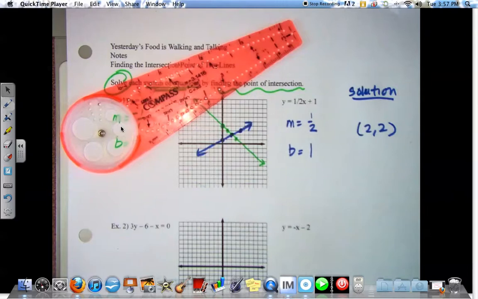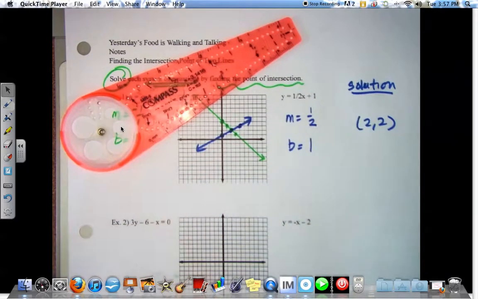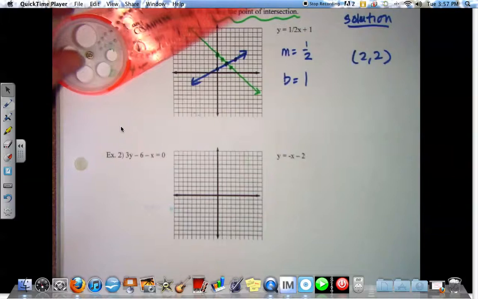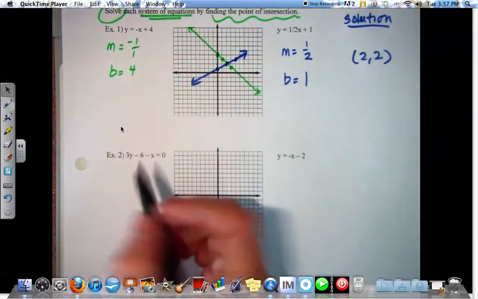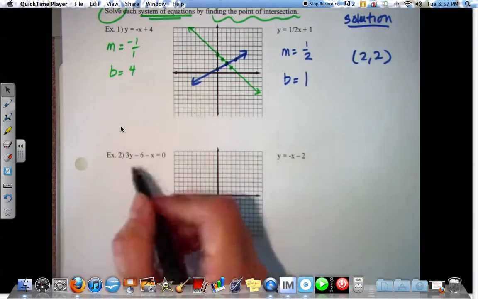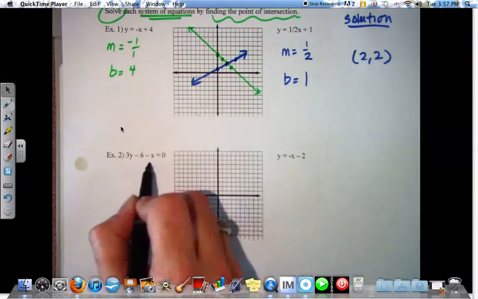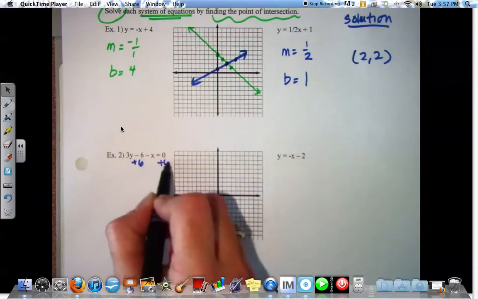Next one we have 3y minus 6 minus x equals 0. And we have y equals negative x minus 2. This equation's all set. This one we need to get y by itself. So we have 3y minus 6 minus x equals 0. We could add 6 to both sides.